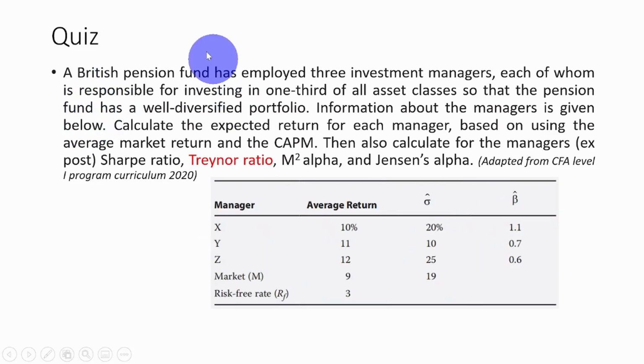So if we take the last quiz which we adapted from CFA curriculum, we want to compute the Treynor ratio using those same values. This is the question. We want to compute the Treynor ratio. So all we do is we have our beta here. For the market, we should know that the beta of the market is equal to 1. So we are going to use 1 there.